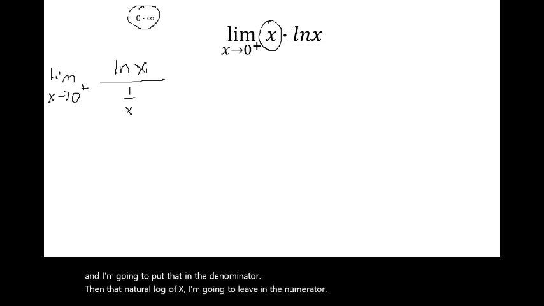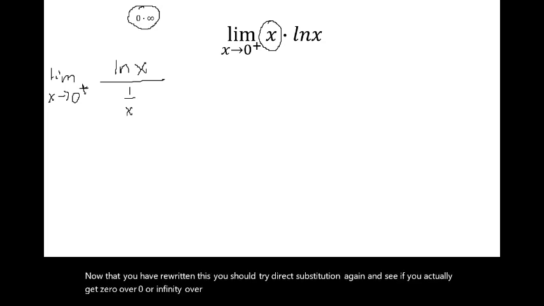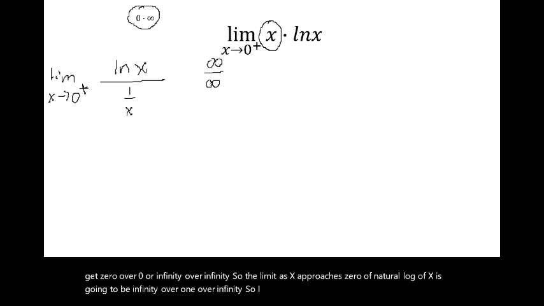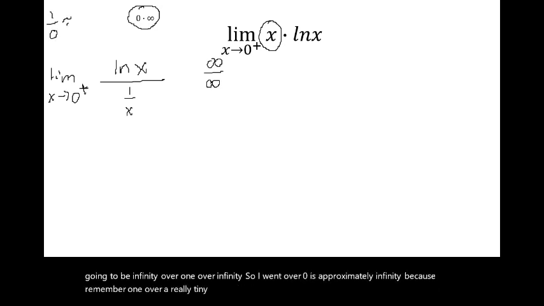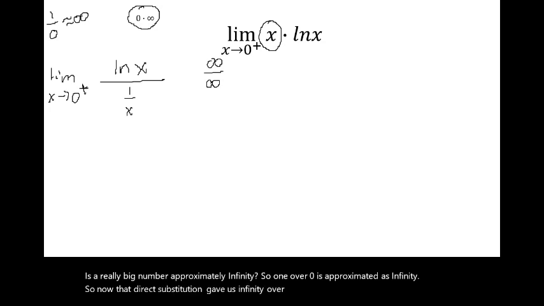Now that you have rewritten this, you should try direct substitution again and see if you actually get 0 over 0 or infinity over infinity. The limit as x approaches 0 of natural log of x is infinity. Over 1 over 0, which is approximately infinity, because remember, 1 over a really, really tiny number like 0 is a really, really big number, approximately infinity. So 1 over 0 is approximated as infinity. Now that direct substitution gave us infinity over infinity, we can use L'Hopital's rule.